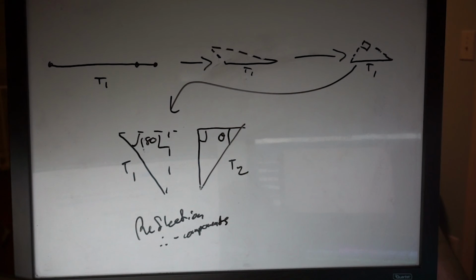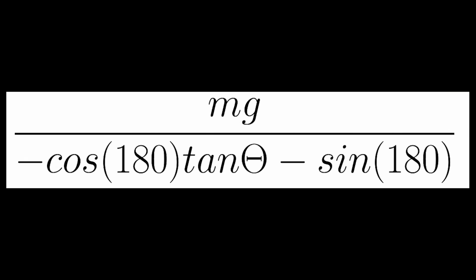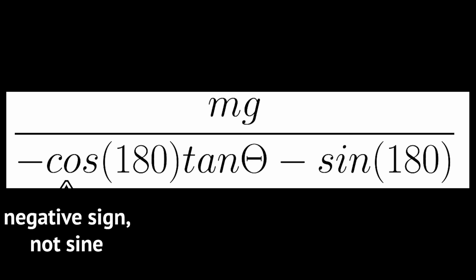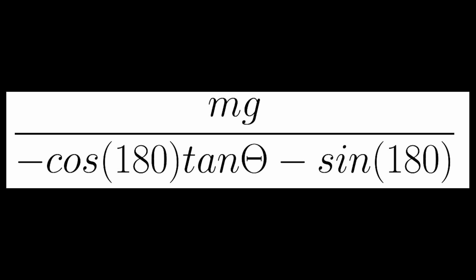If you take a look at this picture, I basically expanded the degenerate triangle to show that it is in fact a reflection of the actual triangle, meaning that all of its components are negative when compared. This works because we already proved that T1 is just the horizontal component of T2. So the equation is actually mg over negative cosine of 180, tan theta, minus sine of 180. The -1 and the negative sign then just cancel out, and sine of 180 is still 0, which then makes it mg over tan theta.